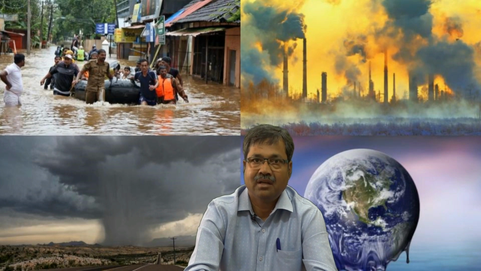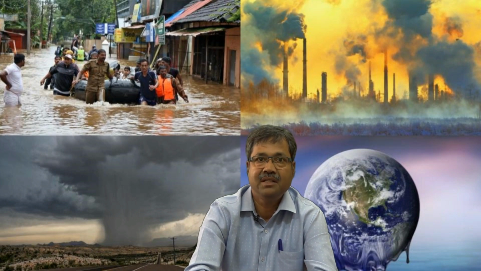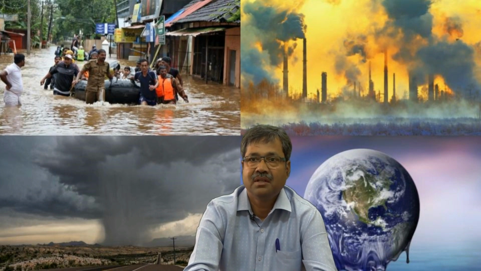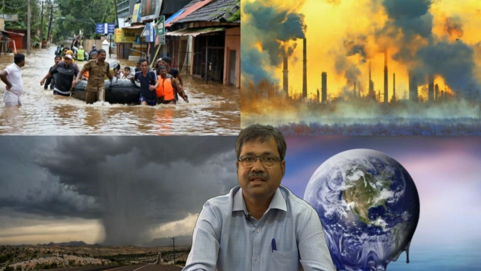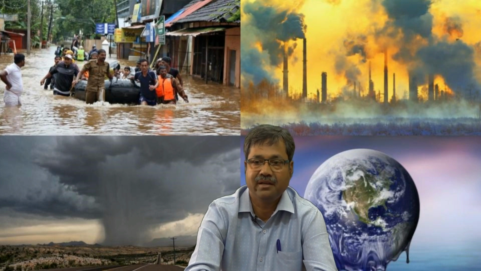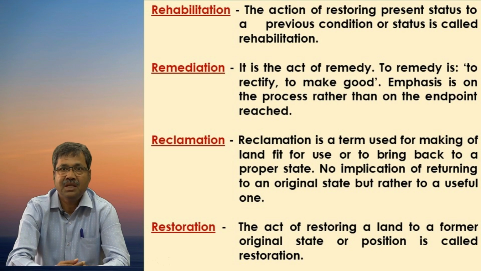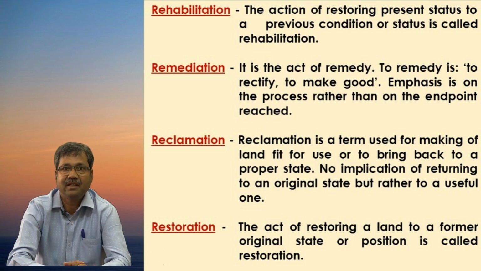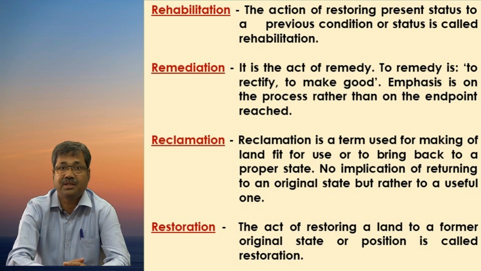have damaged our surroundings, and everywhere you see this. If you say climate change, the cloudbursts, the landslides, the floods, the casualties either to human beings or to natural ecosystems, it is all going on worldwide. To summarize, you can define it through four bullet points: rehabilitation, remediation, reclamation and restoration.